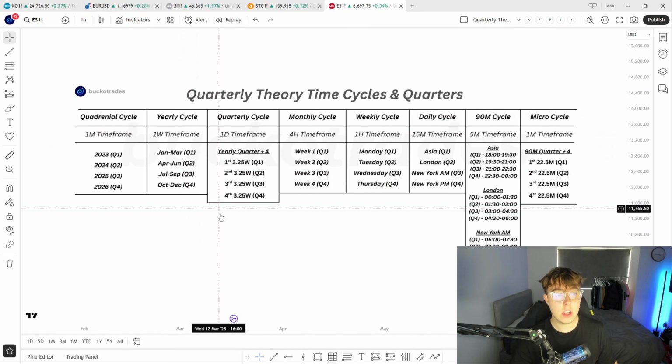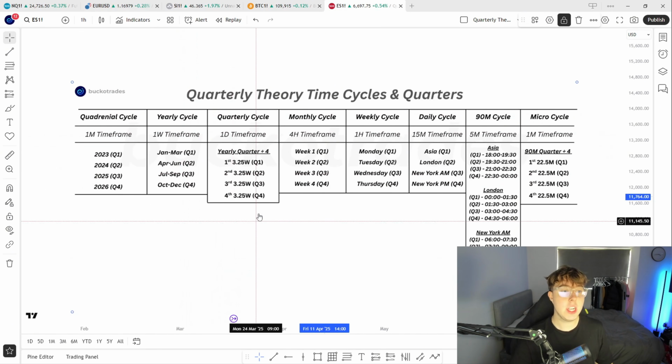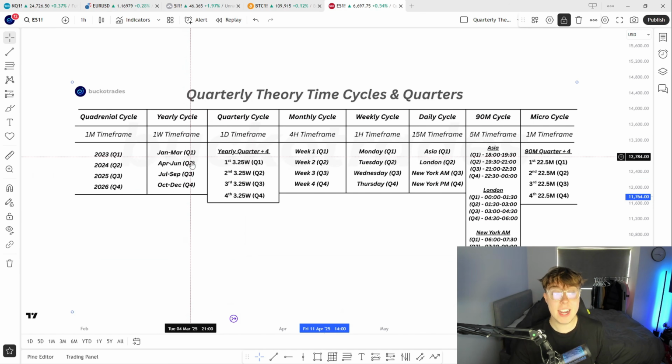Now for the yearly cycle, the name that it has in front of it is the higher time frame candle. So the yearly cycle is more or less the yearly candle that we're trying to capture, dividing it into quarters. This is viewed on the weekly time frame. We divide the whole year, 12 months, by 4. So 3 months, 3 months, 3 months, and 3 months: quarter 1, quarter 2, quarter 3, quarter 4.